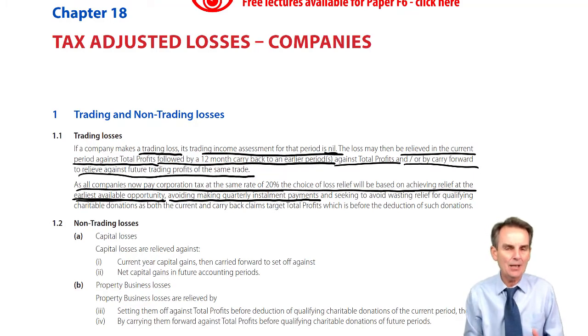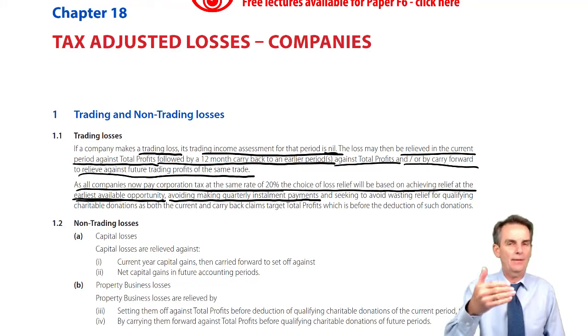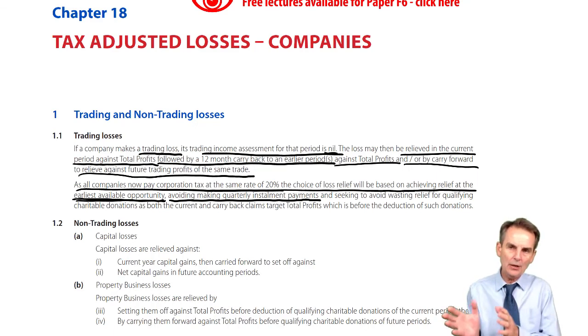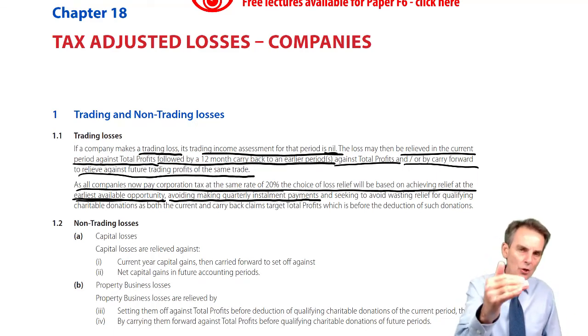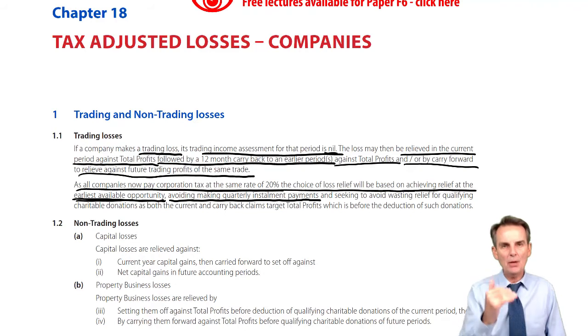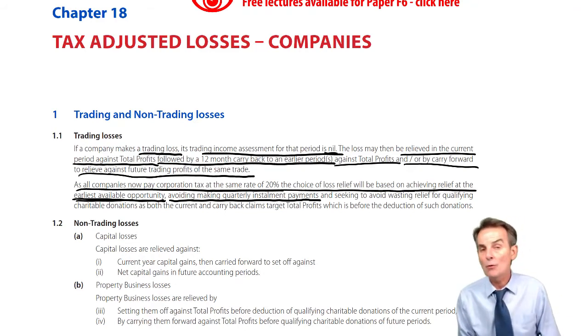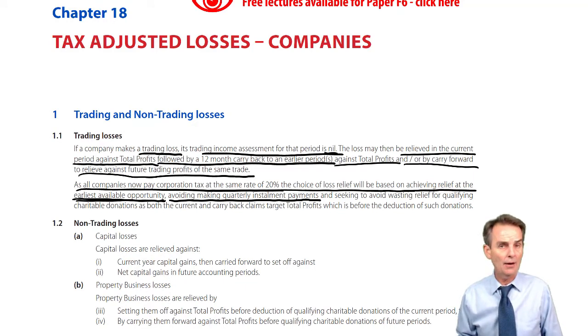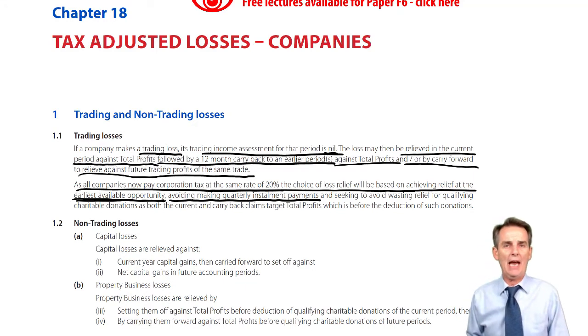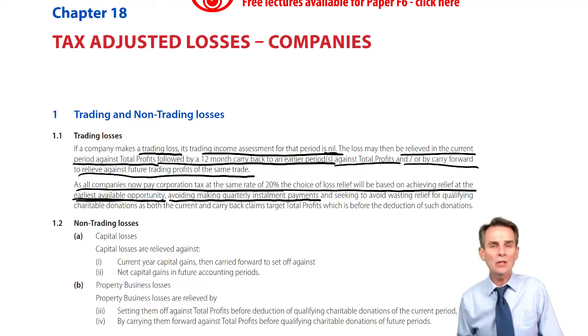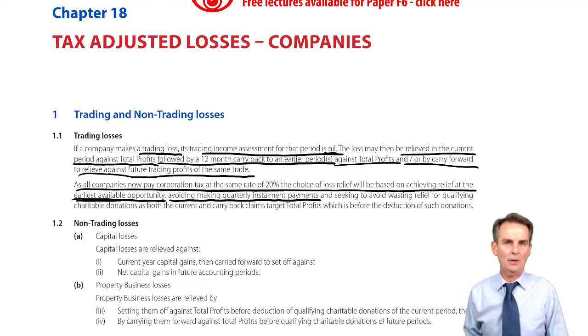So if we had a company, therefore, that for a period had profits above that profit limit of 1.5 million, if we could use a loss to reduce those profits down below the profit limit, that would remove any requirement to make quarterly instalment payments and therefore give us a serious tax advantage. Now again, we'll talk more about the details of that when we deal with quarterly instalment payments in chapter 23.